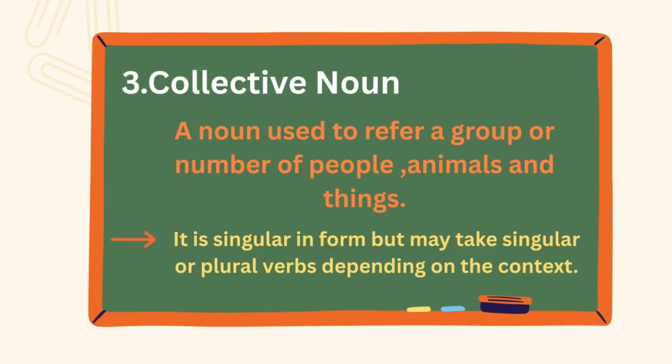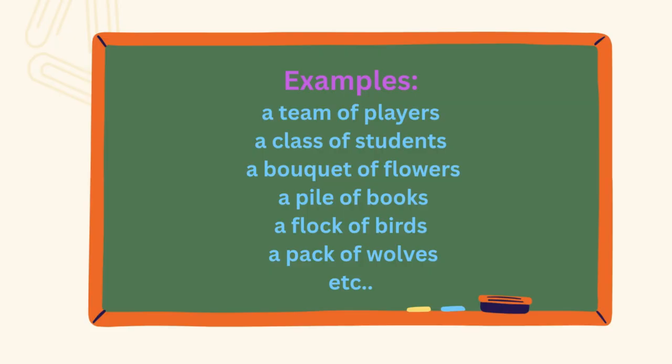Number 3. Collective noun. A noun used to refer to a group or number of people, animals, and things. It is singular in form but may take singular or plural verbs depending on the context. Examples: a team of players, a class of students, a bouquet of flowers, a pile of books, a flock of birds, a pack of wolves, etc.